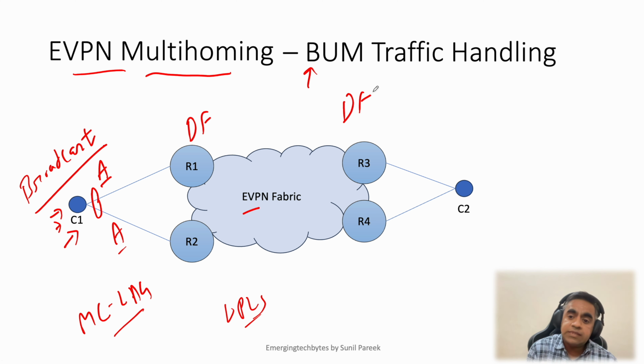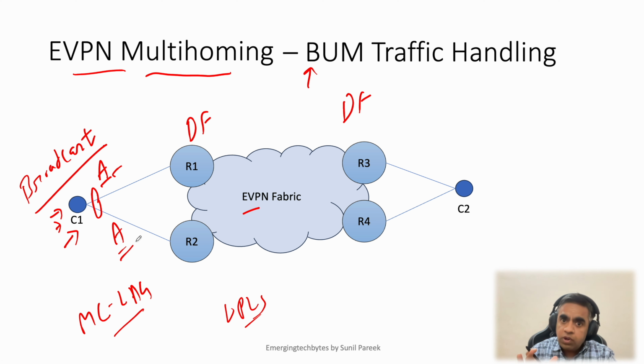What is this designated forwarder? The designated forwarder in EVPN multi-homing is the PE device which actually forwards the traffic. Now what does that mean? Each of these devices should forward the traffic. That's what active means, isn't it? But here is the catch.